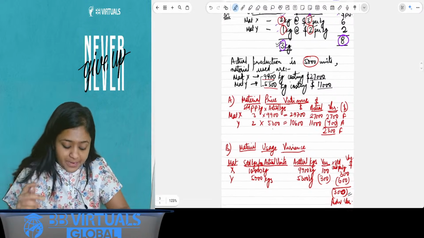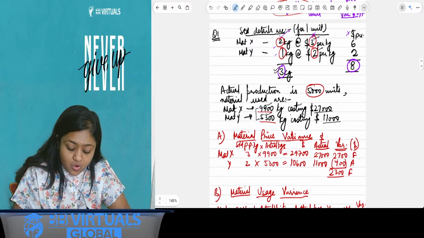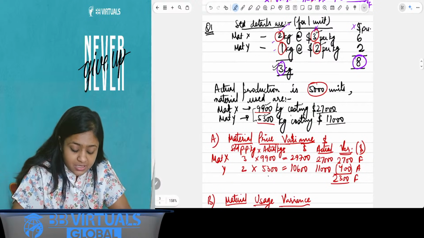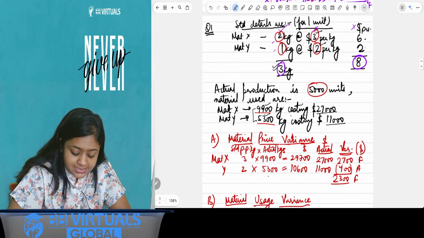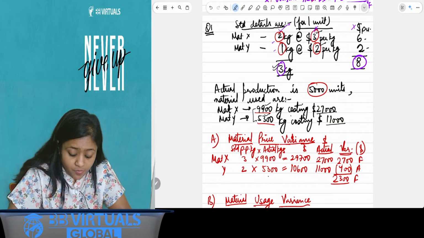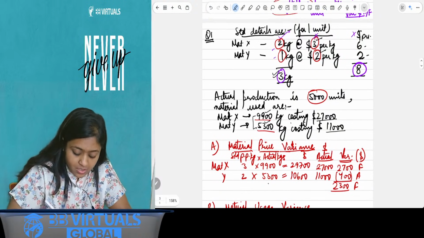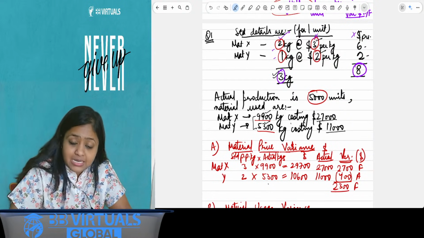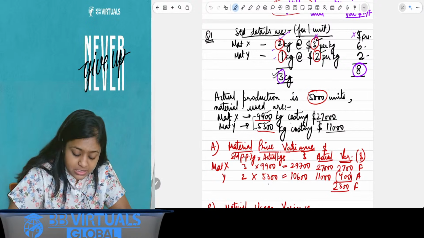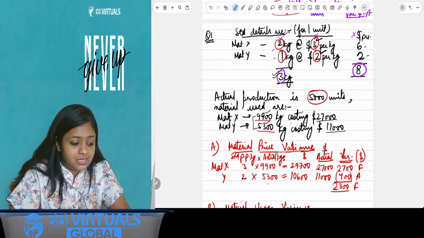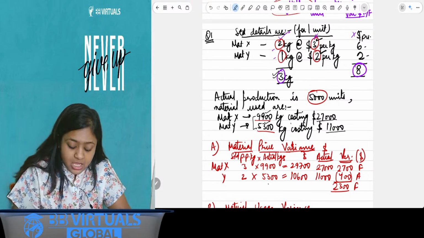Now, we will do it for every material. Material X standard cost is 3 per kg, material Y standard cost is 2 per kg, because we will multiply it with the number of actual kgs, right? Material is measured in quantity, kgs.